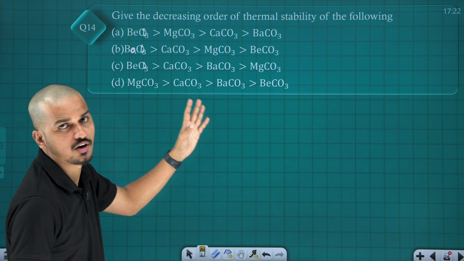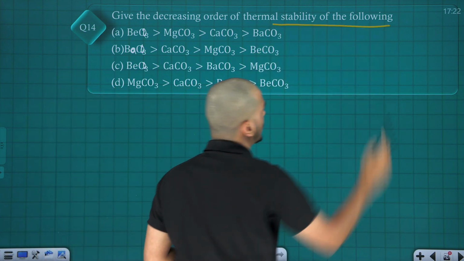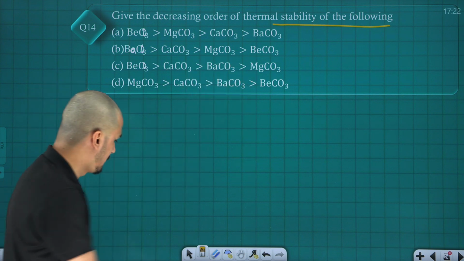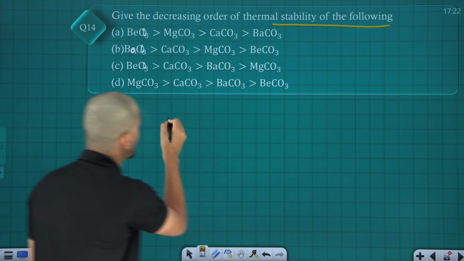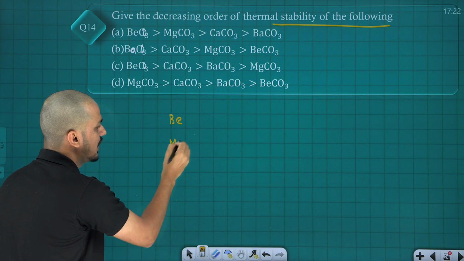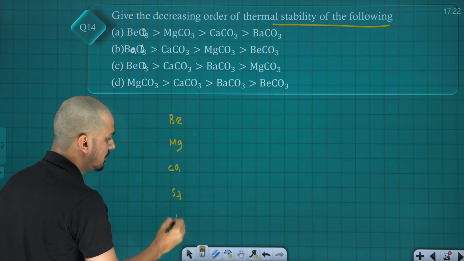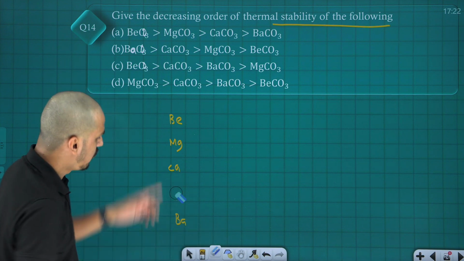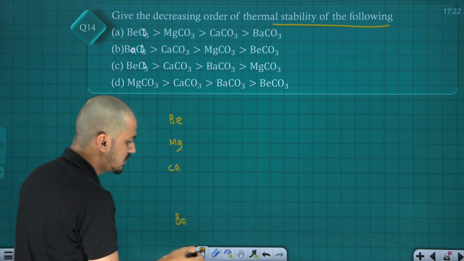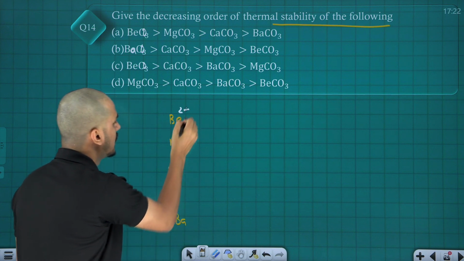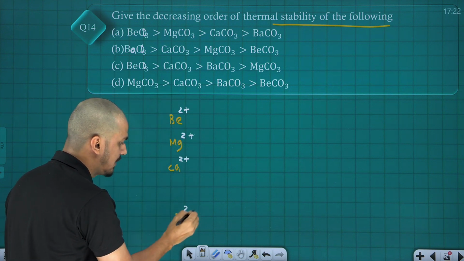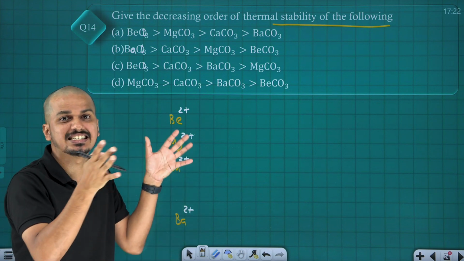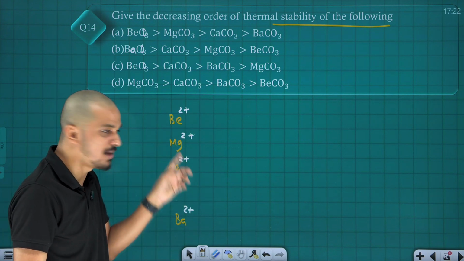Give the decreasing order of thermal stability of the following. They actually given the carbonates of alkaline earth metals. What about alkaline earth metals? Beryllium, magnesium, calcium, strontium, barium. Strontium they didn't give, they mention only the others. Once we are going downside, you can see this all is forming beryllium 2 plus, magnesium 2 plus, calcium 2 plus, barium 2 plus. Once we are going downside, the atomic size is increasing, but the charge remains same.